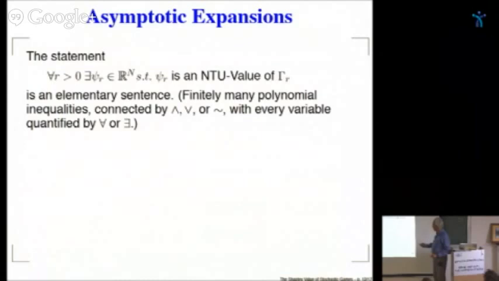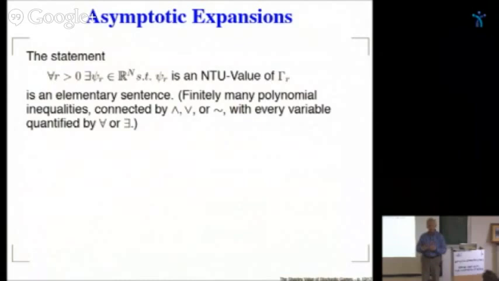So the statement, for every interest rate R, there exists a psi sub R in R^n such that psi sub R is a Shapley value of the game with interest rate R, is a statement that has four parts, and it's what's called an elementary sentence. So an elementary sentence is, you start with a polynomial with integer coefficients, and you write p equals 0 or p greater than 0. So that's the building blocks.